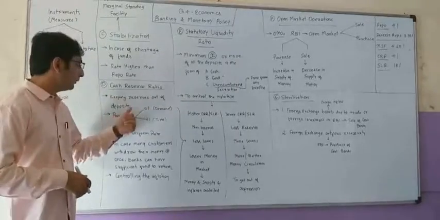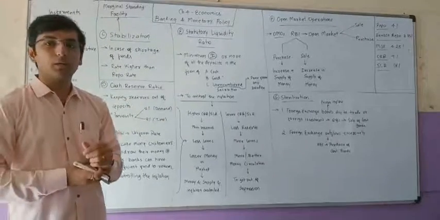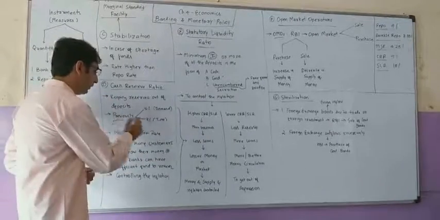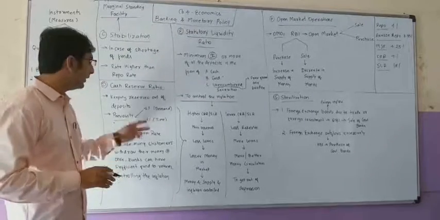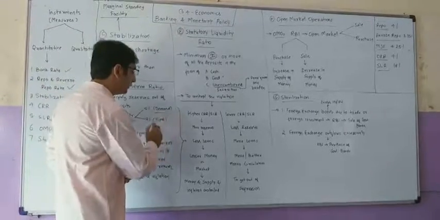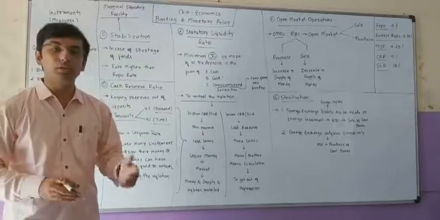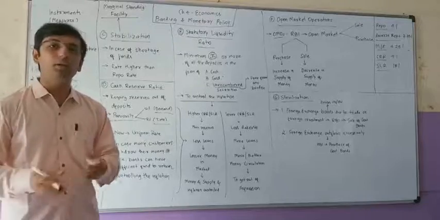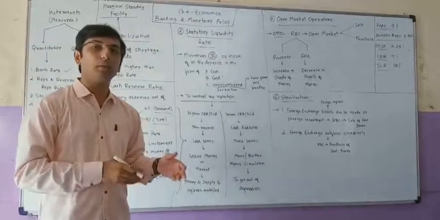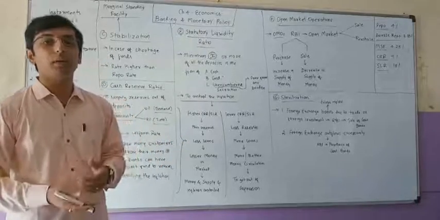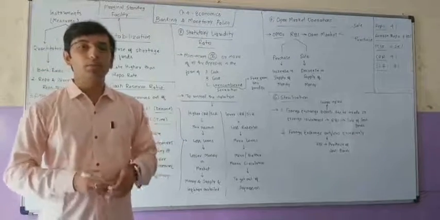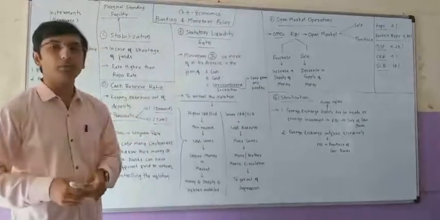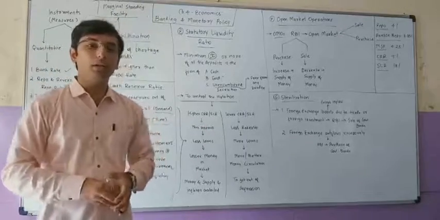Keeping reserves out of the deposits, previously when this rate was introduced, there were two partitions of these rates. Previously CRR was divided into two parts. That is, one is demand deposit, another is time deposit. Demand deposits are those deposits which are repayable on demand. Like if I am holding a savings bank account, I can withdraw that money at any given point of time. So that means whenever I demand my money back, the bank will definitely pay that money to me. So that is demand deposit, and this is time deposit, which will mature at a given period of time.